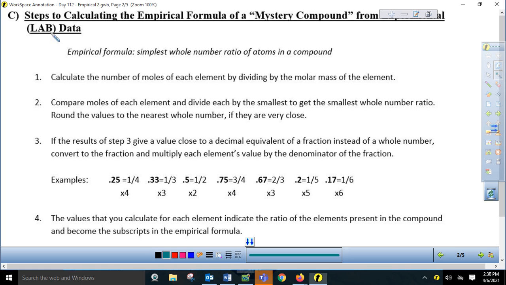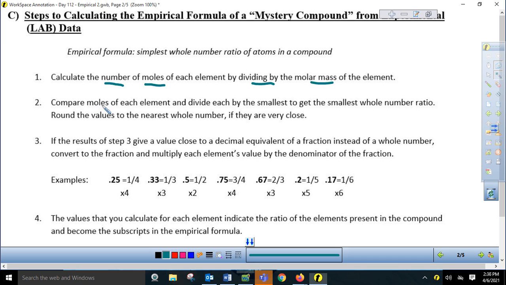So once again, step 1, you're trying to calculate the empirical formula of a mystery compound. Step 1 is we want to calculate the number of moles of each element present, and we do that by dividing by the molar mass of the element. So if you're given the number of grams, you divide by the molar mass to find out how many moles of each element you have. So we have to know how many moles we have so that we can find the empirical formula. So step 1 is always convert into moles of elements.